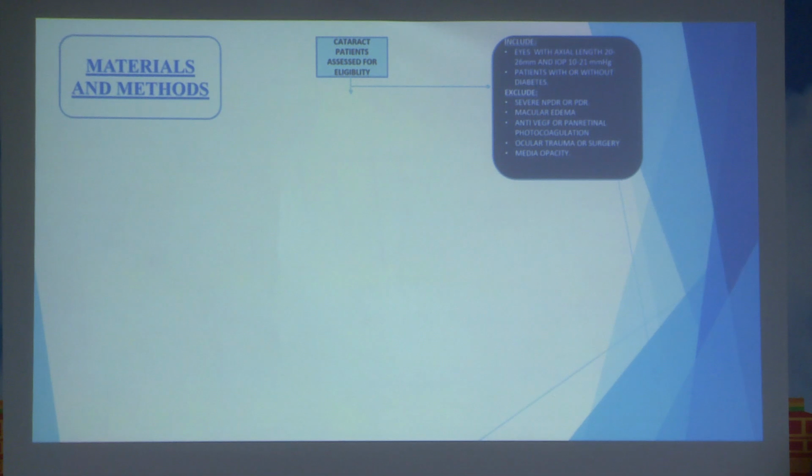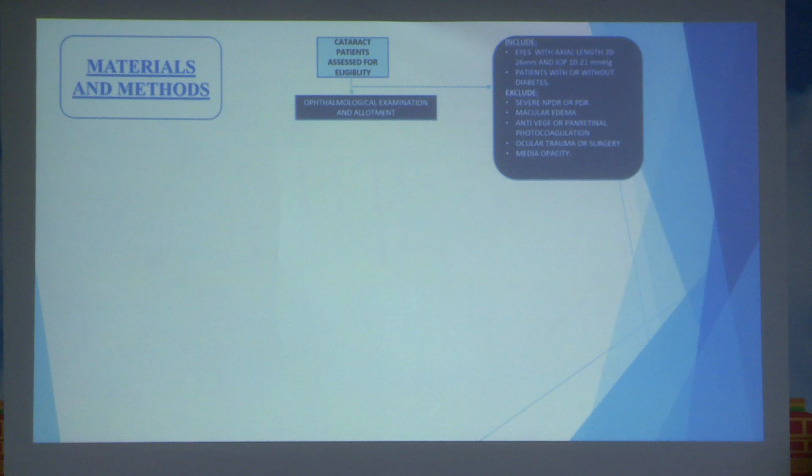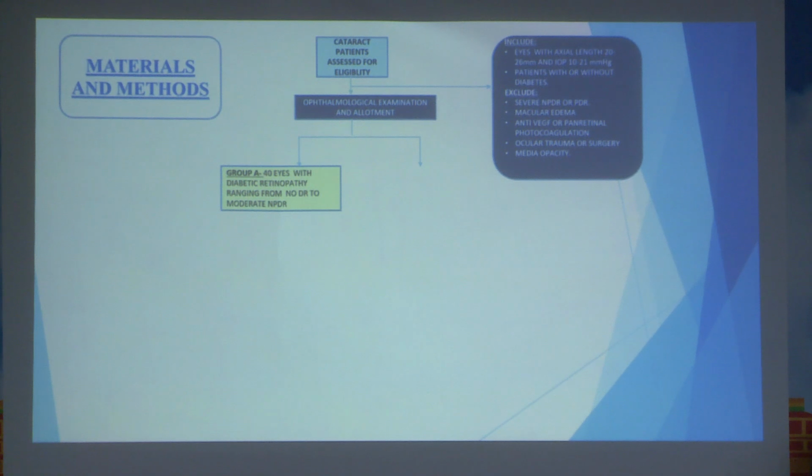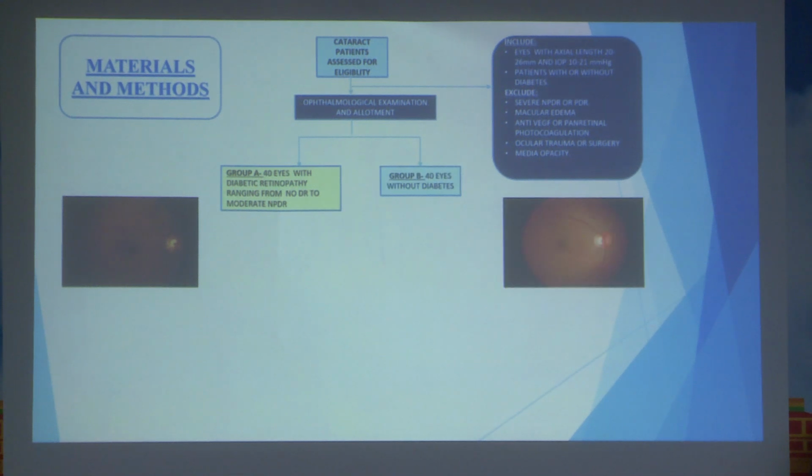So all the patients who fulfilled the eligibility criteria, which included eyes with normal axial length and normal intraocular pressure, were taken. Patients with severe NPDR, PDR or macular edema, patients who have taken anti-VEGF or undergone pan-retinal photocoagulation, and those with history of ocular trauma, surgery or any sort of media opacity were excluded from the study. The patients were then examined and allotted into two groups. The first group consisted of 40 eyes with diabetic retinopathy ranging from no diabetic retinopathy to moderate NPDR. Group B were the 40 eyes without diabetes.